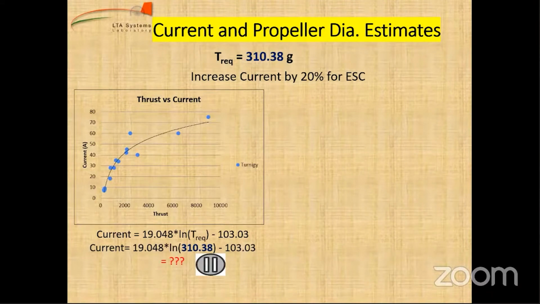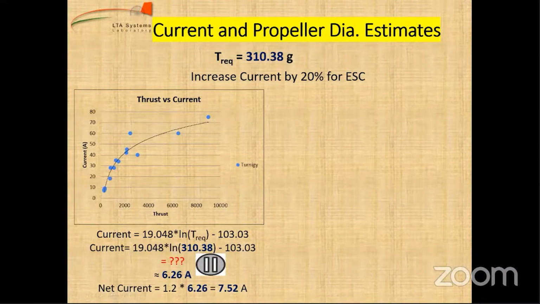6.263. Great, that's correct. So we get 6.26 amperes, and taking a margin of 20%, we just increase it by 20%. So we get 7.52. I'll request you to note down this number 7.52 because this is actually the net current that we have. Our motor needs to be supplied this much amount of current.